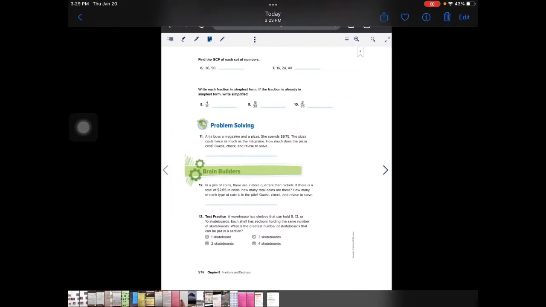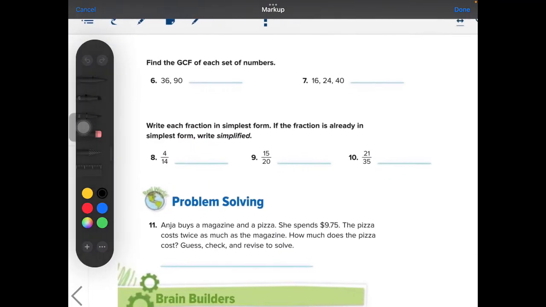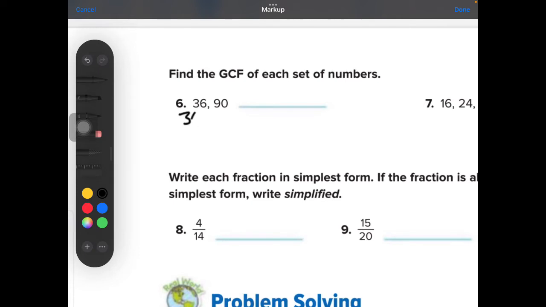Okay, turn the page. Number 6, GCF of each set of numbers. So we're going to do the greatest common factor. So this is where you write the number 36, semicolon, and 90, semicolon. And list all the factors you can think of. So for 36, I know for sure that 1 and 36, then 2 will go into it. You can use your calculators on this if you need to.